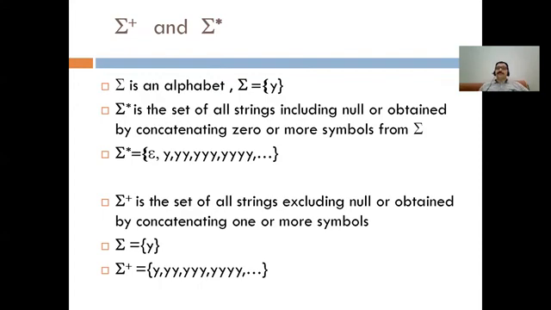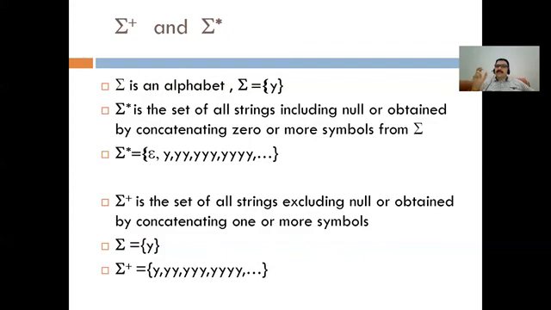And now the next point is sigma star and sigma plus. What about this sigma star and sigma plus? This is very simple and very important from the examination point of view. Sigma is any alphabet, sigma equals {a, b}, for example. In this case, this is the input alphabet, right? If we apply sigma star, it means the set of all strings including null, obtained by concatenating 0 or more symbols from sigma. For example, if I take sigma equals {y}, then what will be the value of sigma star? It means any combination of y including null. That means null, y, yy, yyy, and so on.